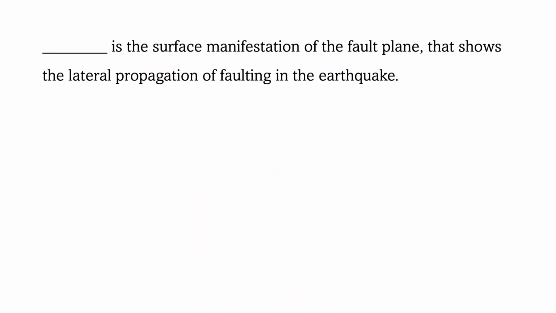Now the next question is, dash is the surface manifestation of the fault plane that shows the lateral propagation of faulting in the earthquake. So as I said, when an earthquake happens, there is a movement happening inside the earth, right? If you look at this part, this is the fault line and movement is happening along this fault line. So this thing can be seen on the surface also, right? So what do you call that? What is the surface manifestation of the fault line which shows the lateral propagation of faulting in the earthquake?